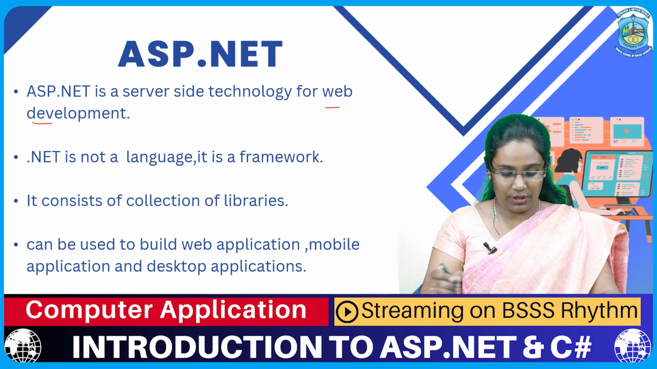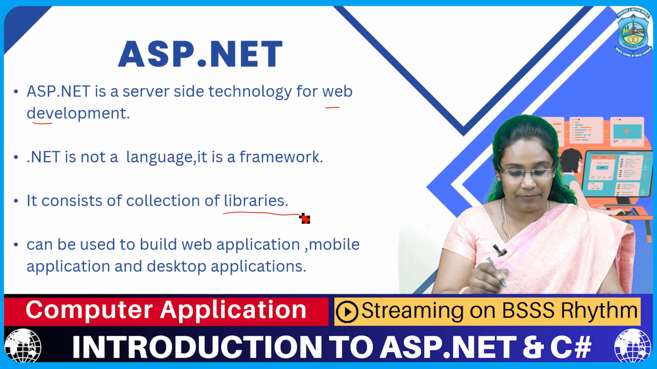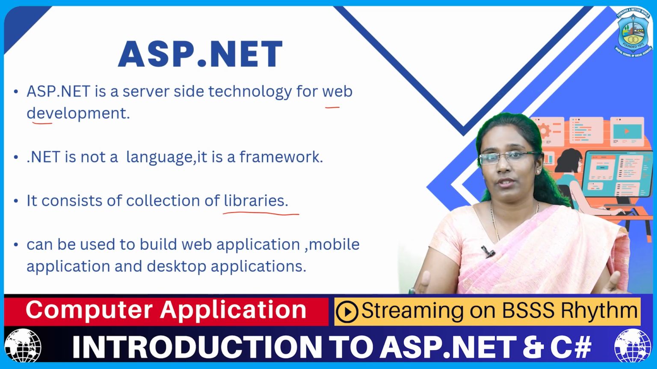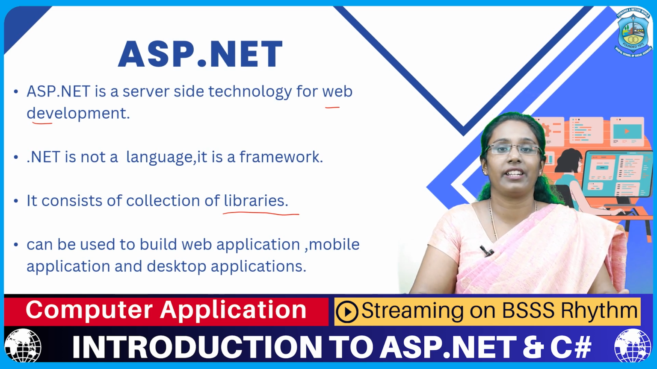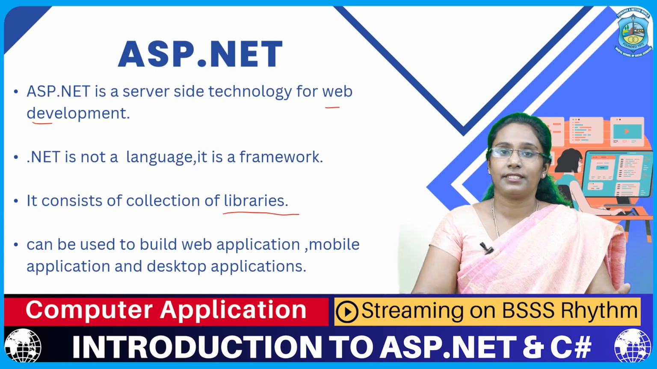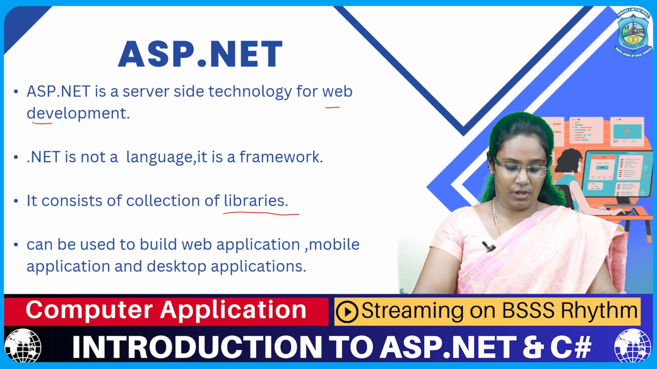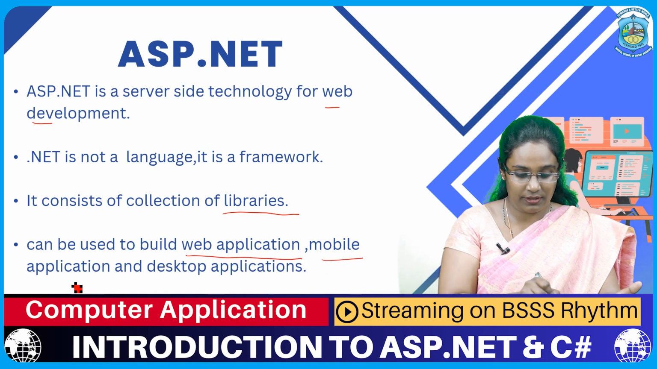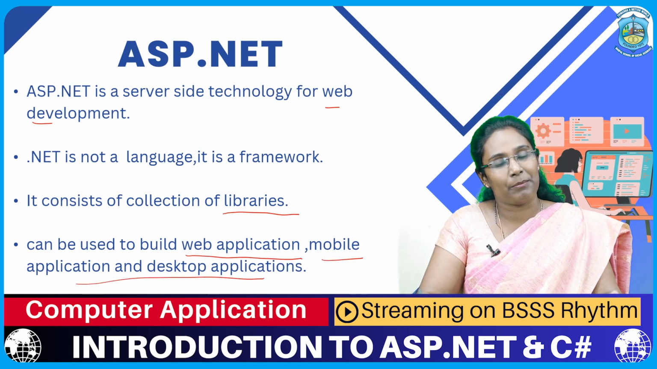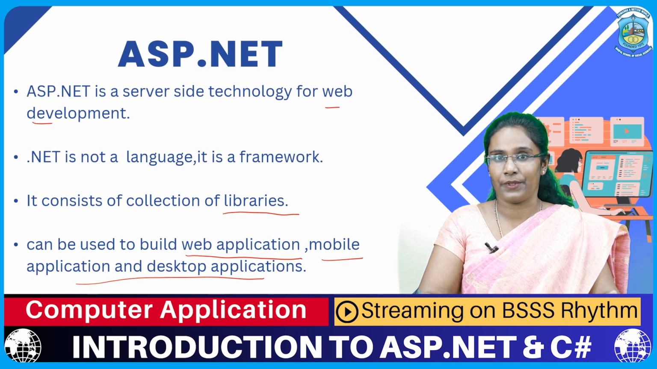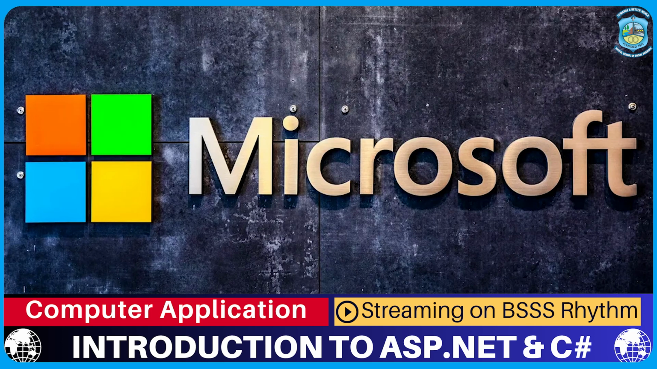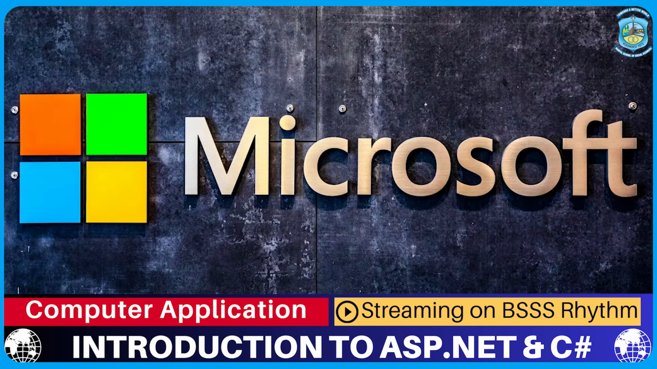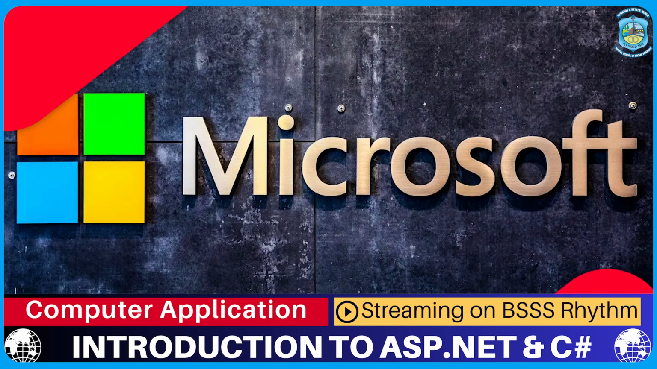ASP.NET is a collection of libraries. What are libraries? Libraries are the collection of predefined functions. This framework can be used to build web applications, mobile applications and desktop applications as well. It was designed by Microsoft. The first version of ASP.NET was released in 2002.